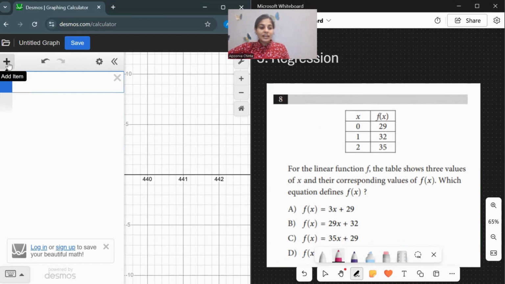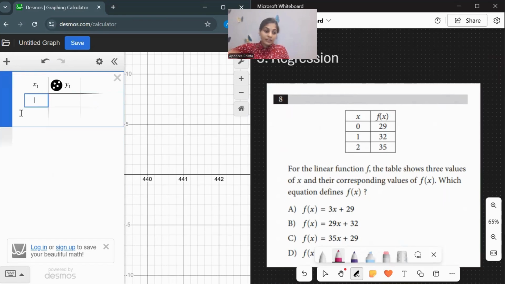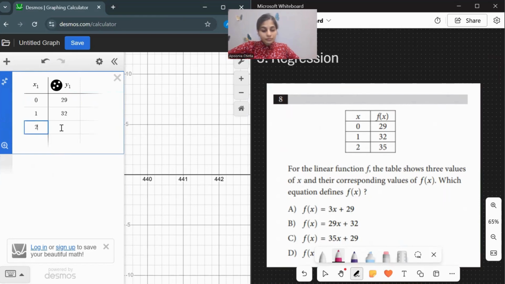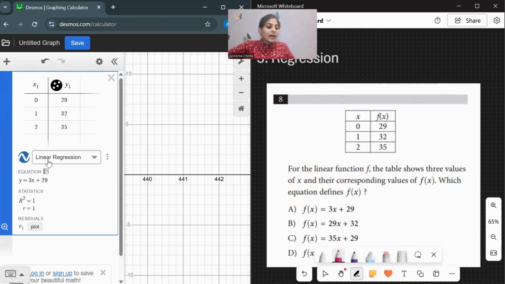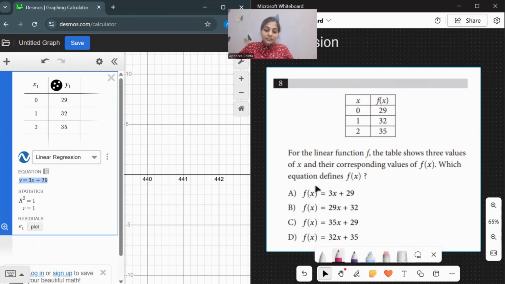So here we see add item, the plus icon. I'll just click on it. I see a table. I'll click on that and then I'll plug in all the values. For 0, I have 29. For 1, it is 32. And for 2, it is 35. Now I will go to the line which says add regression, and I want a linear regression because I want the answer in linear form. So I see the equation is y equal to 3x plus 29, which is option A. So option A is the right answer.